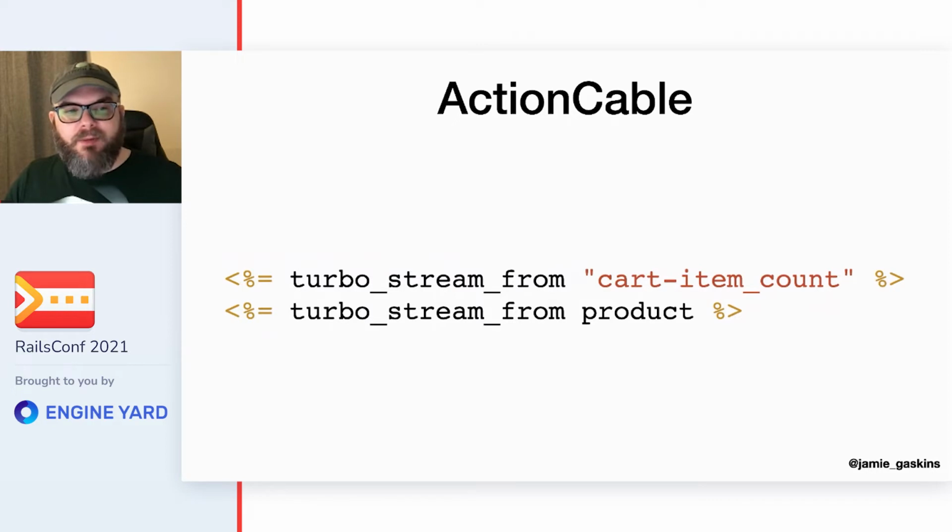But the turbo-rails gem provides a turbo_stream_from helper to generate that turbo-cable-stream-source element. It's super clean, and you can provide either a hard-coded stream name as a string, or pass an Active Record model to it, and it'll generate the turbo frame ID the same way that the Rails turbo_frame_tag helper does.